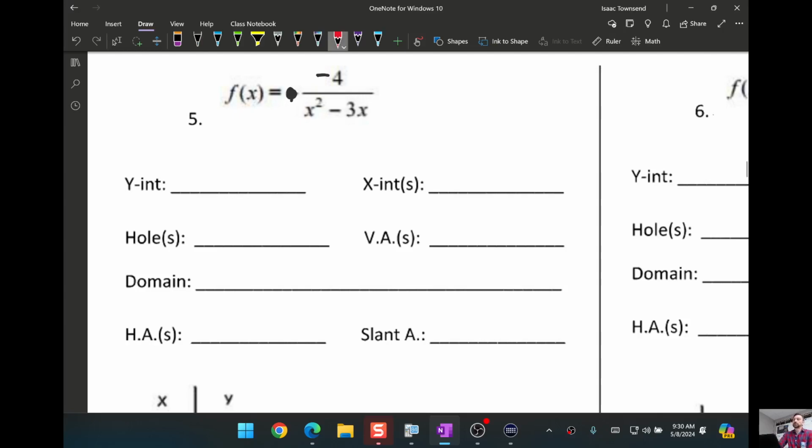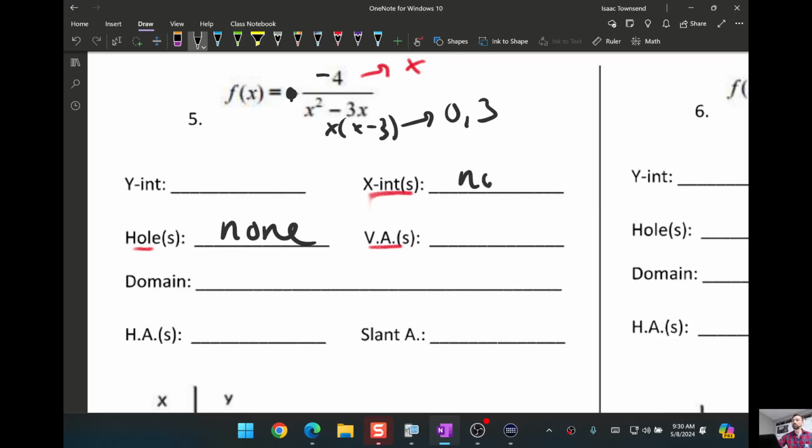So I'm just going to do these in the order that I showed them to you. The 3 we talked about last time: there's nothing that makes the numerator 0, but there's 2 things that make the denominator 0. There's nothing that makes the numerator and denominator 0, so no holes. There's nothing that makes just the numerator 0. This is not going to cross the x-axis. But there's 2 numbers that make just the denominator 0, which is how you get vertical asymptotes.